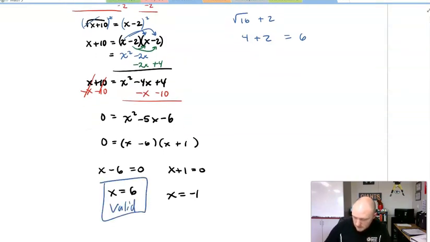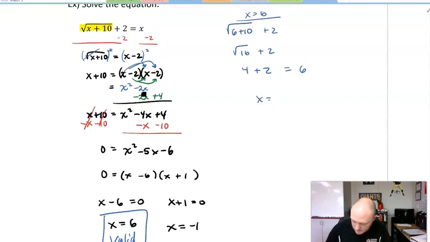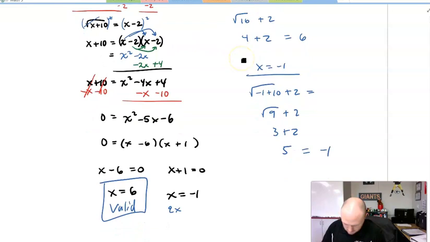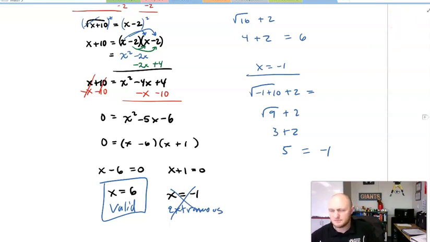Valid. Okay, and then I'll check x equals negative 1. Square root of negative 1 plus 10 plus 2. What does that equal? Well, square root of 9 plus 2, that's 3 plus 2, that's 5. Is 5 equal to negative 1? Nope. So this is extraneous. Throw it away. Not valid.